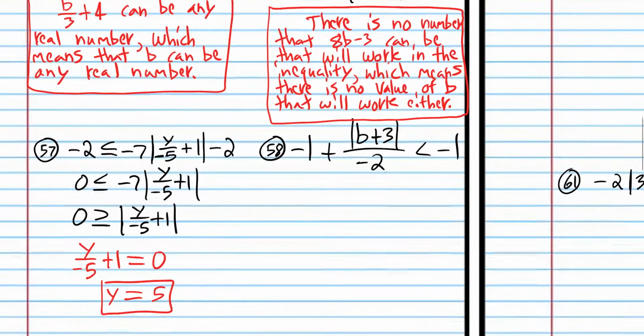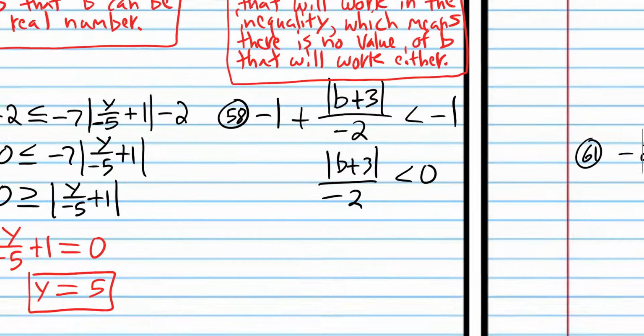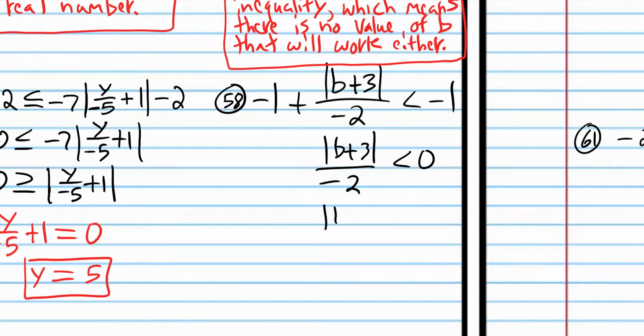So now let's try one more of these before you try some on your own. We're going to add 1 to both sides, and we get absolute value of b plus 3 over -2 is less than 0. Multiply both sides by -2, and we get the absolute value of b plus 3 is greater than 0.